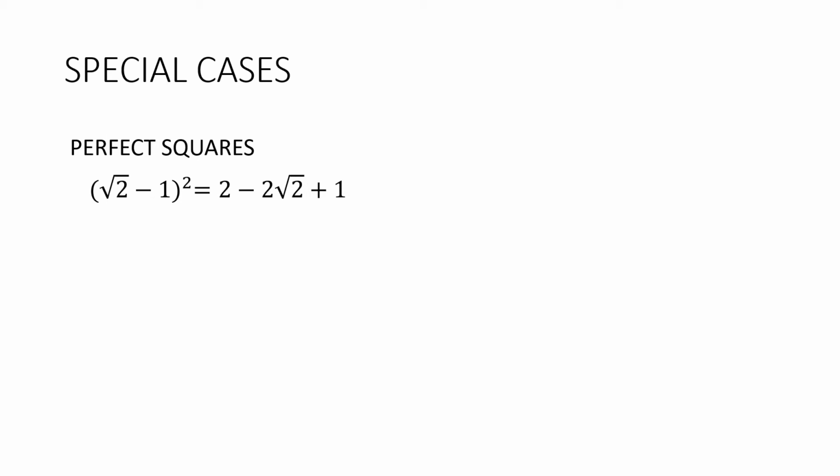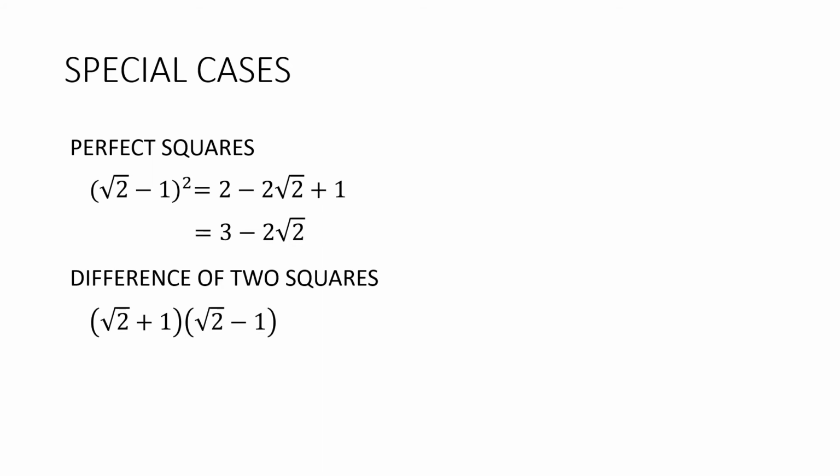And just like with algebra, we have our special cases, perfect squares. So let's see if we can use the shortcut to expand this. We have root 2 all squared, which is 2. Take away 2 lots of root 2 plus 1. And then collecting like terms, we have 3 take away 2 root 2. And the difference of two squares. And remember, we need to do first and last. So root 2 times root 2 is 2, take away 1. Now this is an important result because with the difference of two squares, the answer is always rational.